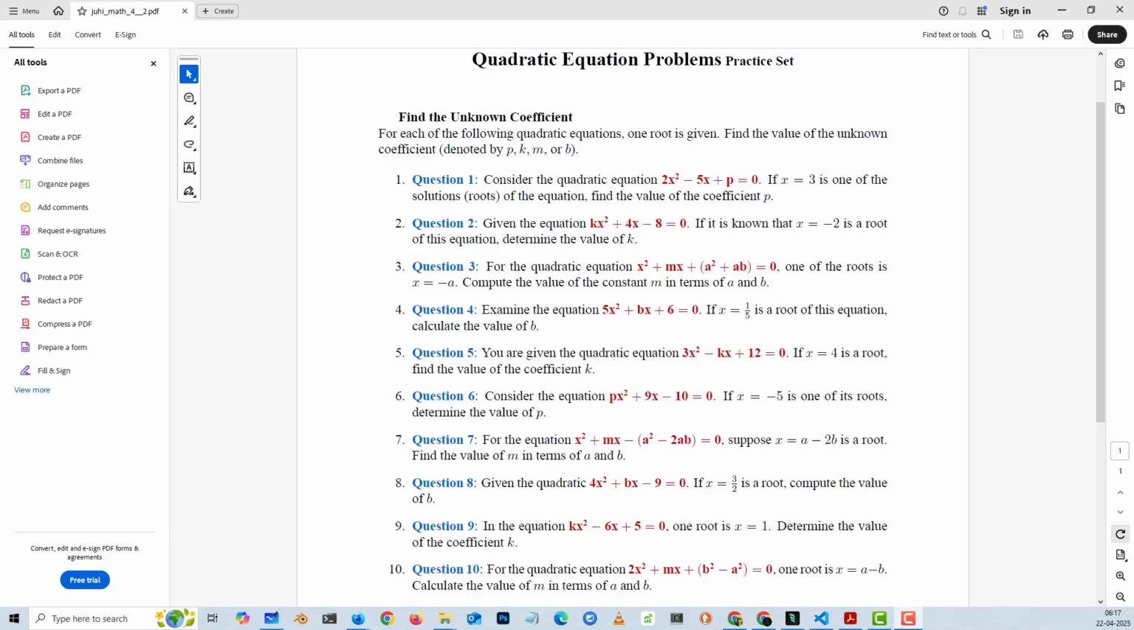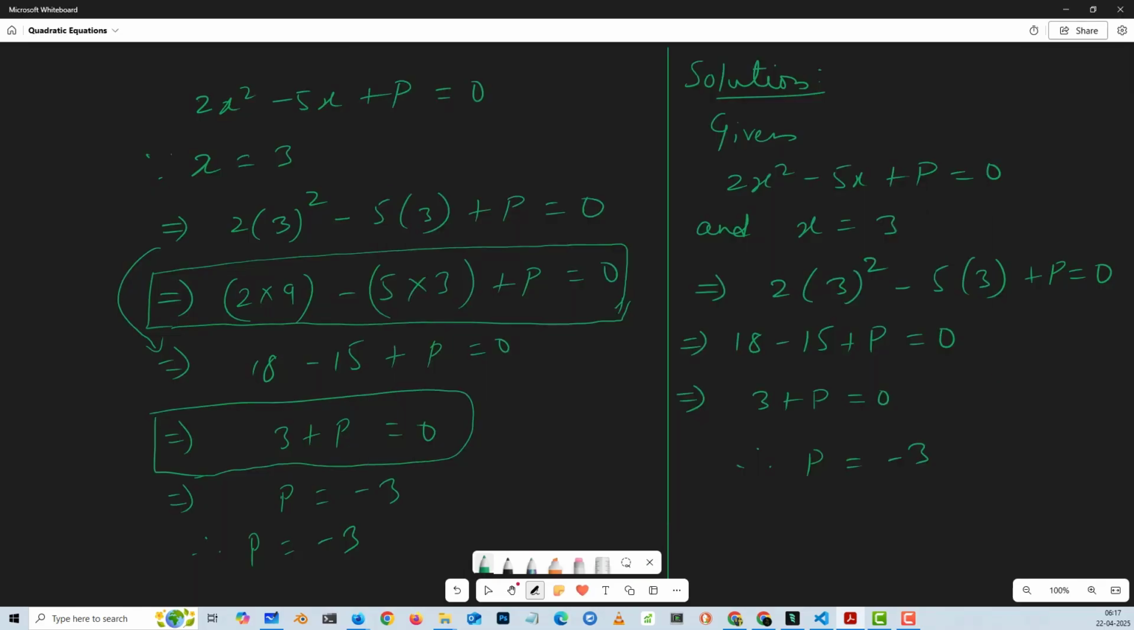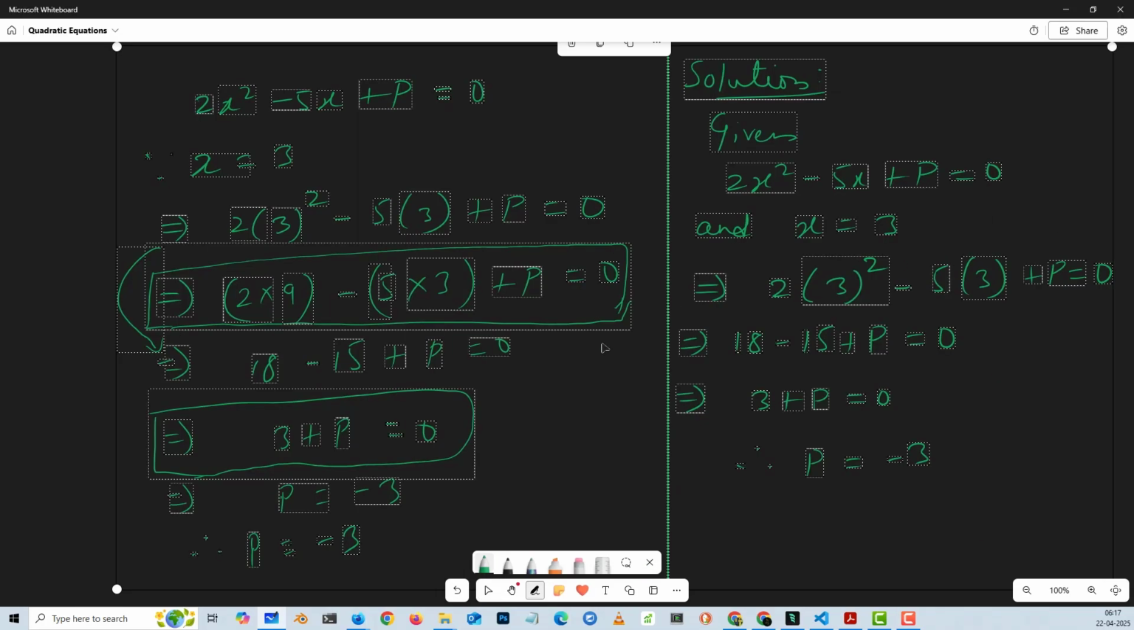Let's solve the next question. Given the equation kx square plus 4x minus 8 equals to 0, if it is known that x equals to minus 2 is a root of this equation, determine the value of k. Okay, so let me clean it. The question is, so I will write just the equation from the question: kx square plus 4x minus 8 equals to 0 and x equals to minus 2.